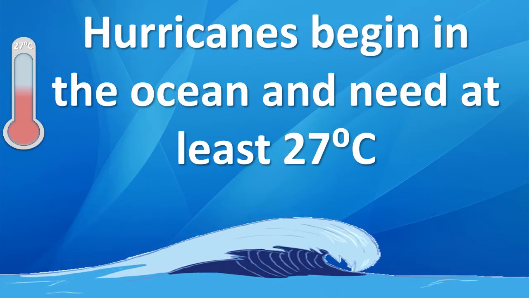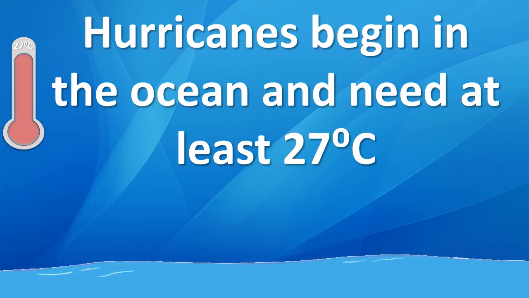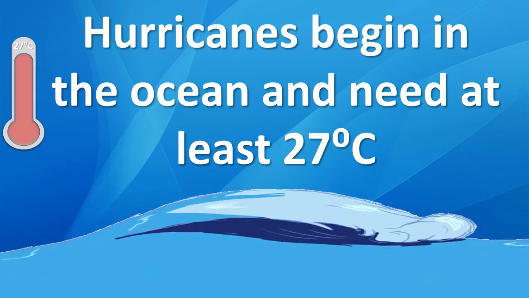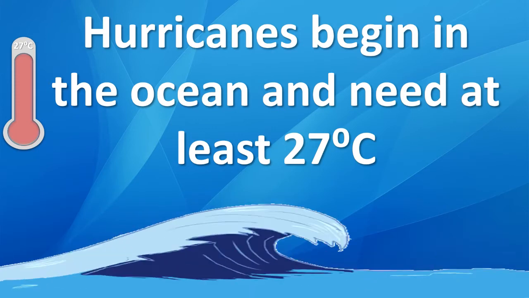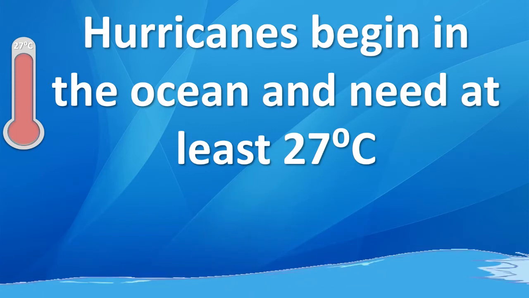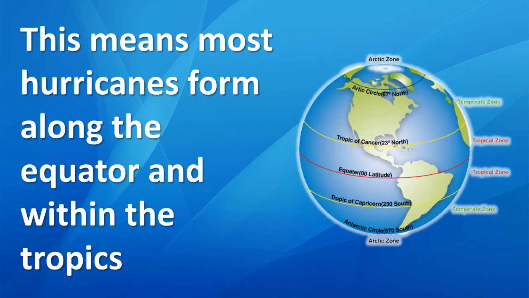Now, there are certain conditions that you need for a hurricane. At first, you need it to be at least 27 degrees Celsius. So if you need it to be quite warm, what does that suggest? Well, it does suggest that most should occur around the equator, where it's the warmest. And that is actually what we find. We'll find that most hurricanes form along the equator within the tropics. So the tropics is between the Tropic of Cancer and the Tropic of Capricorn.